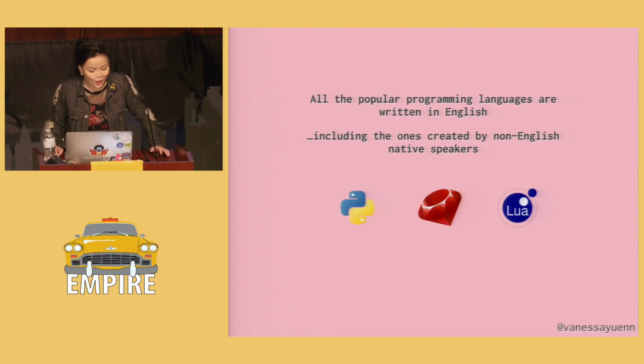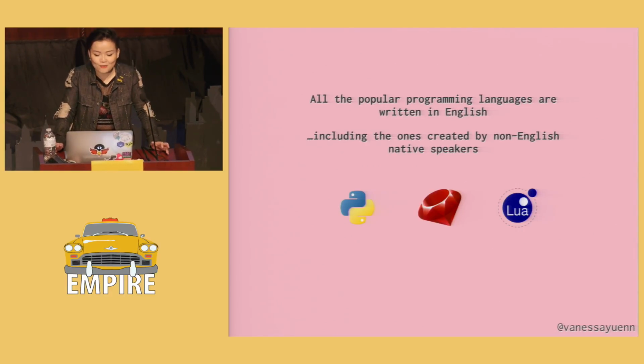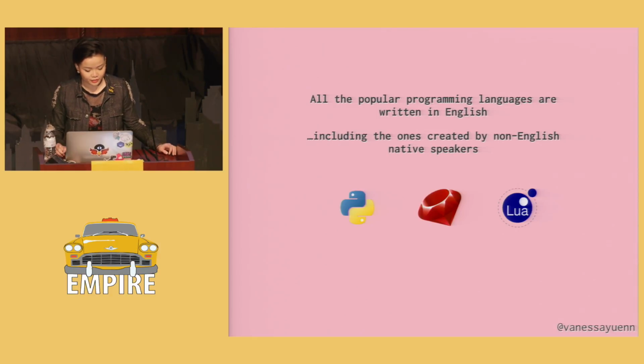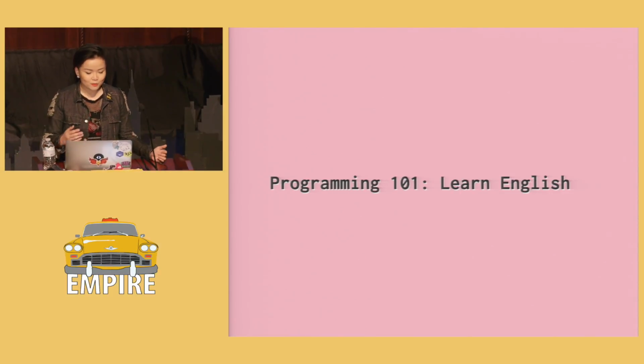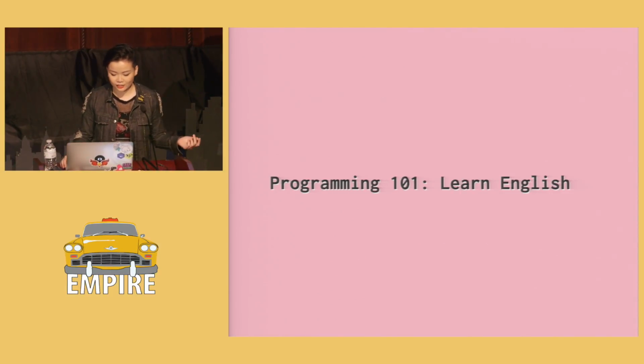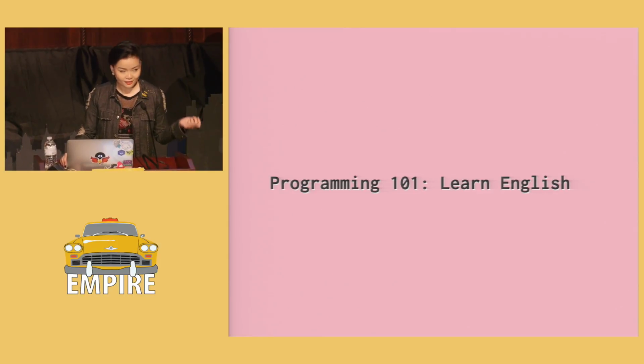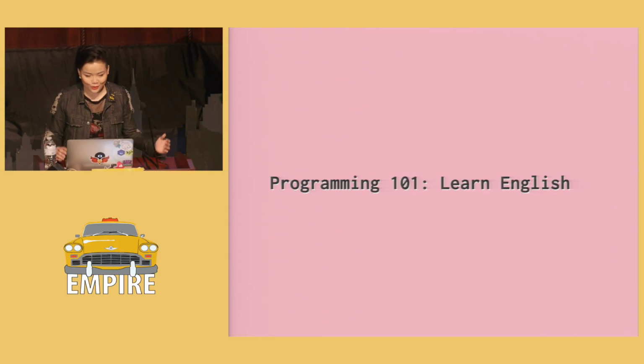At the same time, all popular programming languages are written in English, including the ones created by non-native English speakers. For example, there's Python from Netherlands, Ruby from Japan, and Lua from Brazil. This all is to say that basically, if you aspire to be a programmer, you have to learn English first to some degree. Hence, the title of my talk, Programming 101, Learn English.